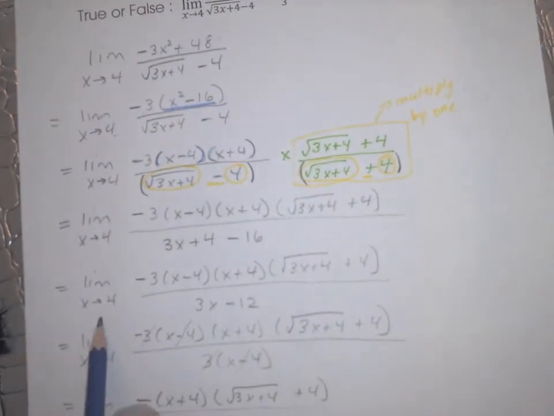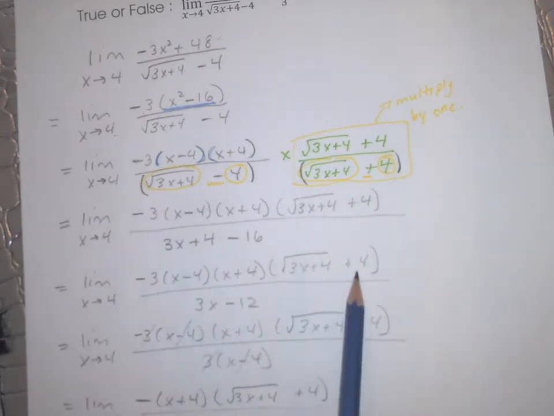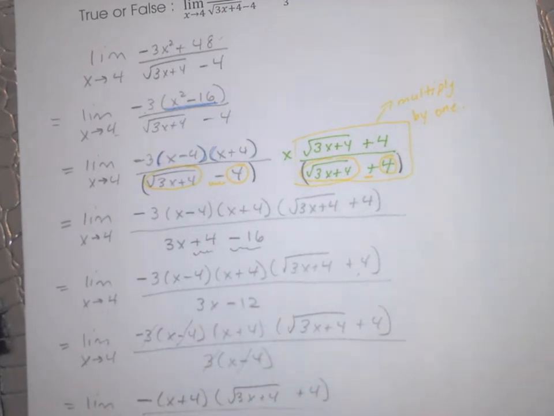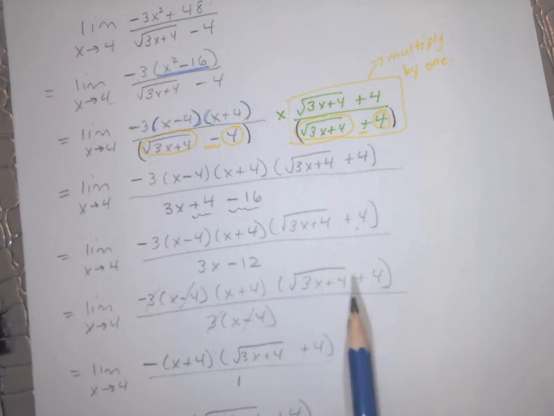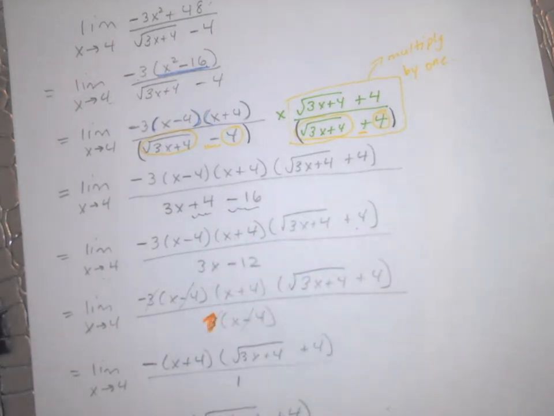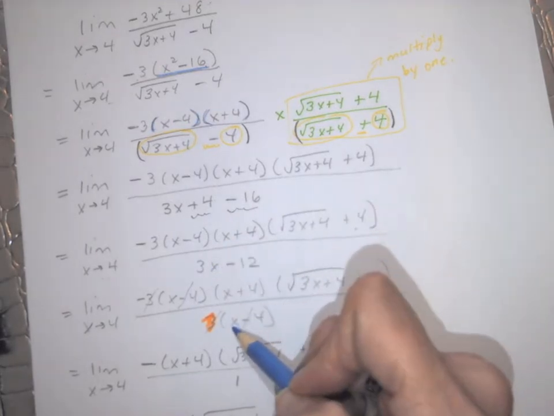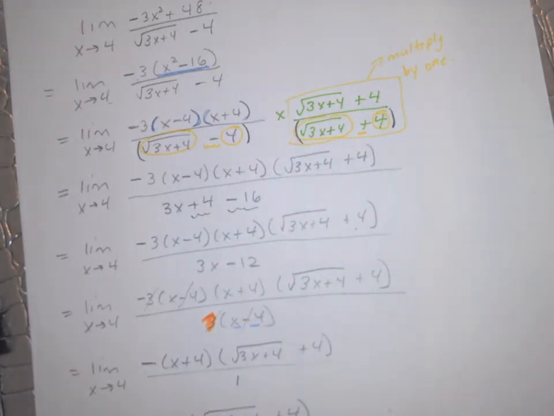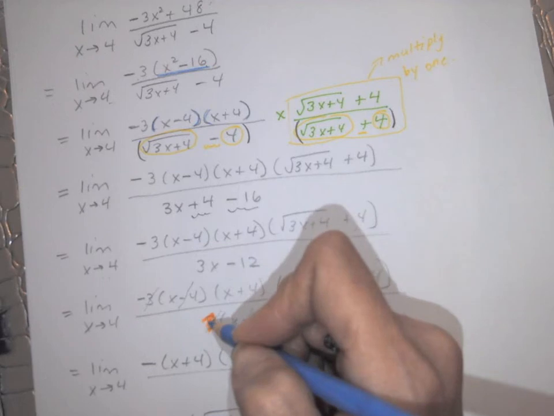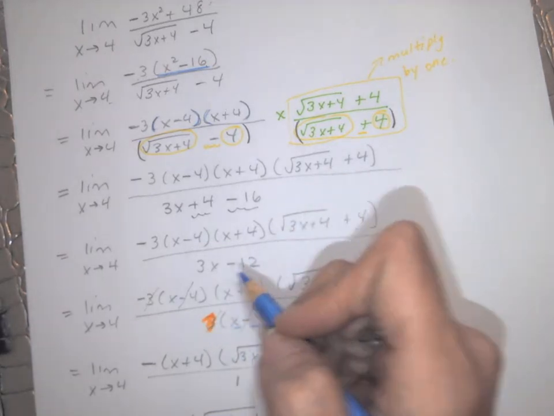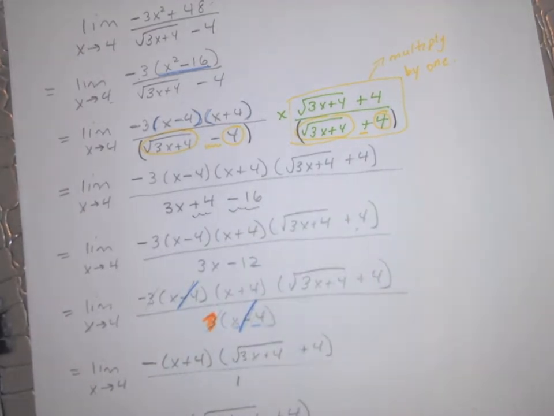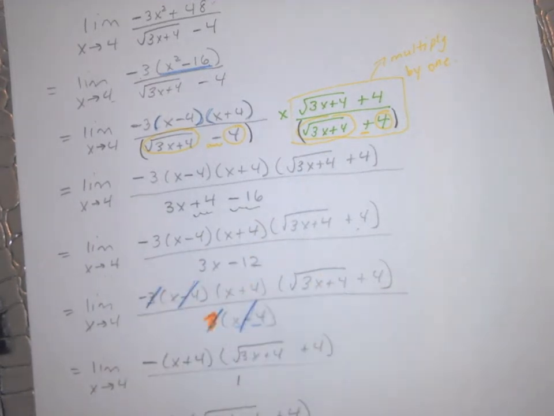So then my next step, I've got the limit as x approaches 4, and I kept the numerator the same, but I collected the positive 4 and negative 16 because they're like terms and got negative 12. Then I realized that 3x and negative 12 have a common factor of 3. So I common factored out 3 here, which if I divide 3x by 3, I get x, and if I divide negative 12 by 3, I get negative 4. Then I noticed that everything in the top is multiplying, and these two things in the bottom are multiplying, so I can divide out the x minus 4s. And I can divide out the 3s, but I'm left with still a negative on top. What's left on top is the negative x plus 4, and then the square root of 3x plus 4 plus 4. But in the bottom, I've divided the things out, so I'm just left with a 1 there.